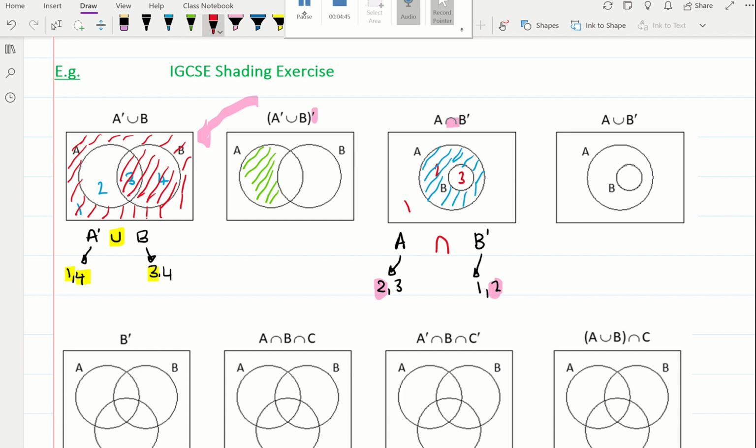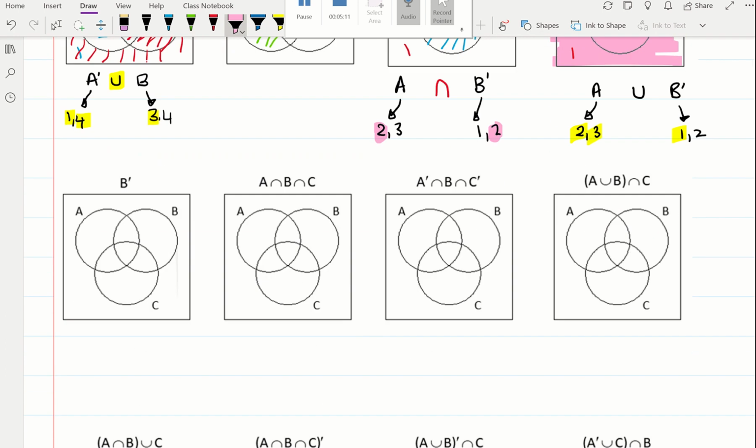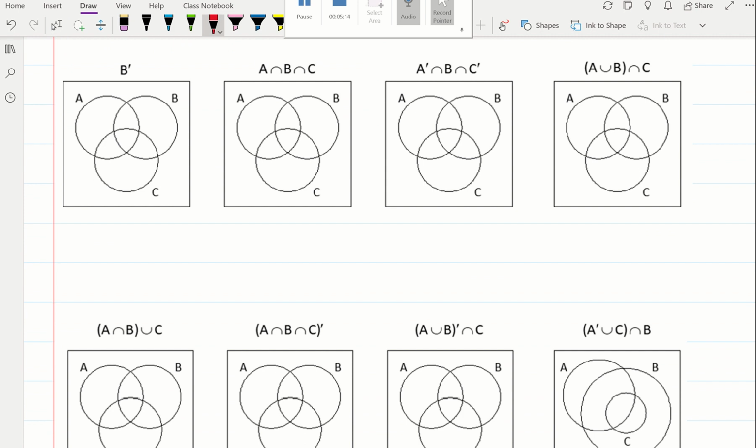I'll do the same here, 1, 2, and 3. I want A, which is 2 and 3. I want the complement of B, which is 1 and 2, but this time I want the union, and the union means everything, 1, 2, and 3. So that means I want to shade the whole Venn diagram. This one is easy. It says I want the complement of B, which basically means I don't want B. So here is B, I don't want it. The areas that I want, that I'm going to shade, are everything that isn't B.